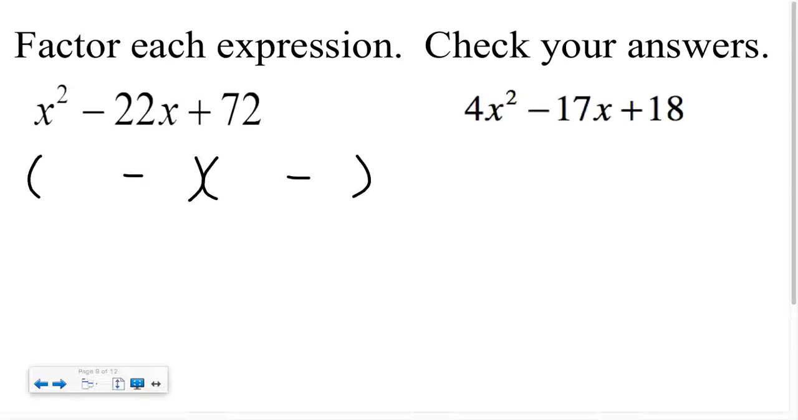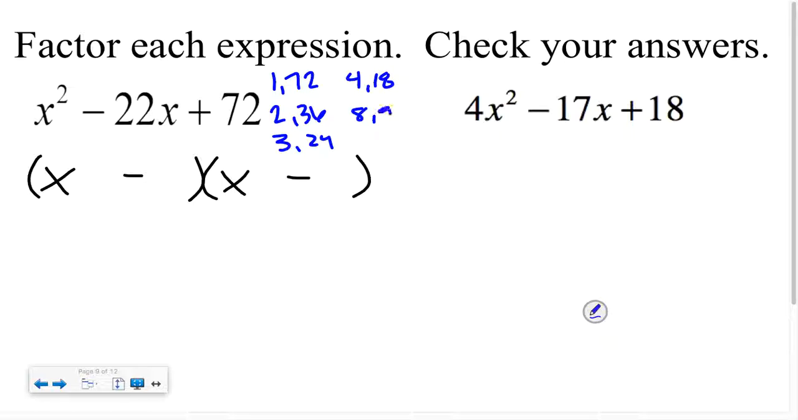Something times something will give me x squared. First terms will be x and x. Then the last ones have to multiply to 72. This is if you're really good at math, like multiplication facts, or if you know how to use a calculator. Sometimes it's beneficial to list them, so you know what you've used and what you haven't used. I think those are all your whole number factors of 72.